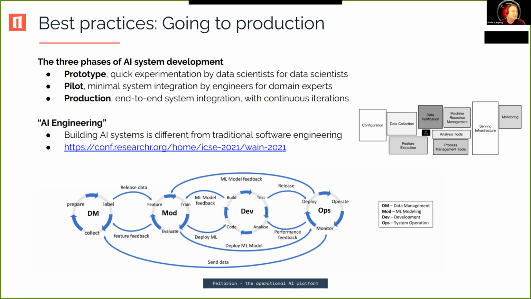It's similar to operational AI. We actually had a conference last month, in May this year, at one of the biggest software engineering conferences called ICSE, the International Conference on Software Engineering, where we had a workshop specifically about AI engineering, and Peltorion was part of organizing and the program committee for that as well. So a lot of things are happening now.